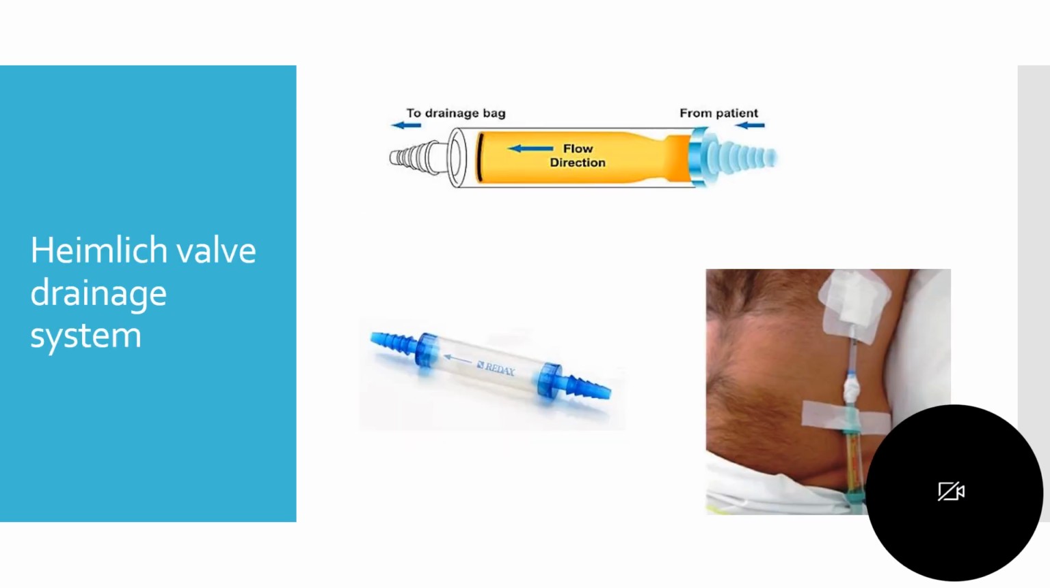Something that you may see in practice is the use of a Heimlich valve drainage system. It's an alternative to the boxy chest tube drainage system. This is a valve that's portable and mobile, and it can be hooked up to a small drainage bag, and it allows the patient with the chest tube to ambulate. Now, in my years in nursing practice, I've never seen a Heimlich valve system, but I've been assured that they are still being used.